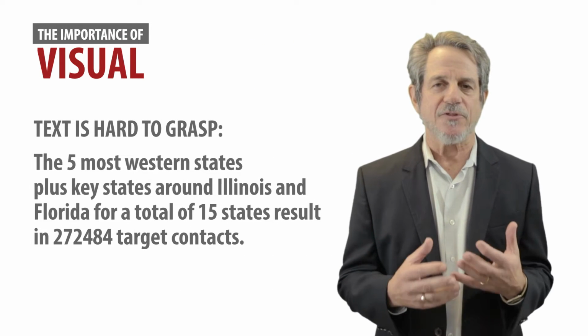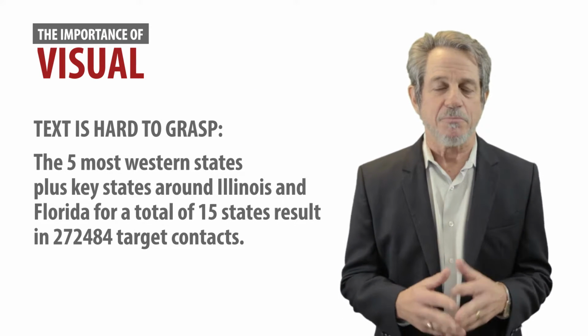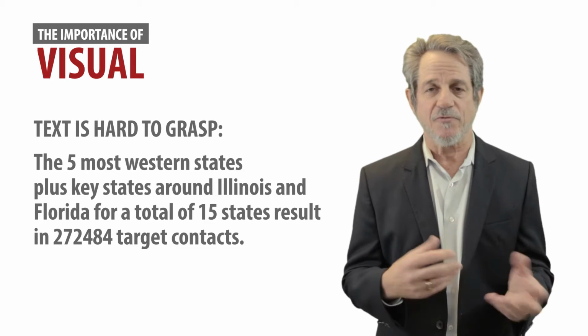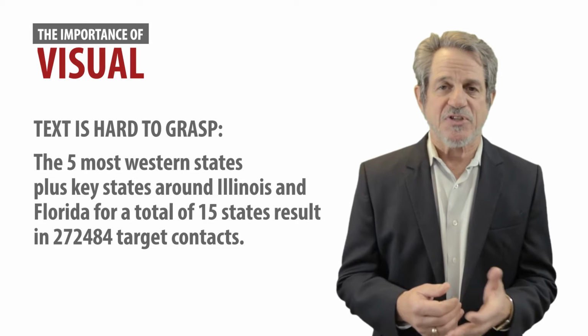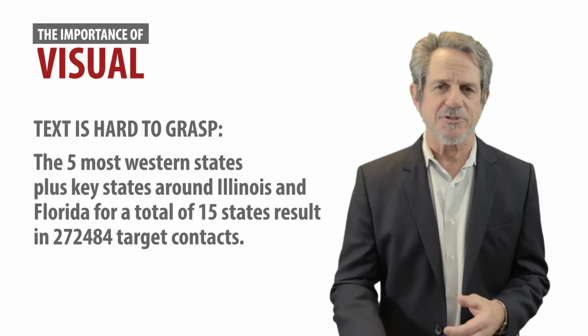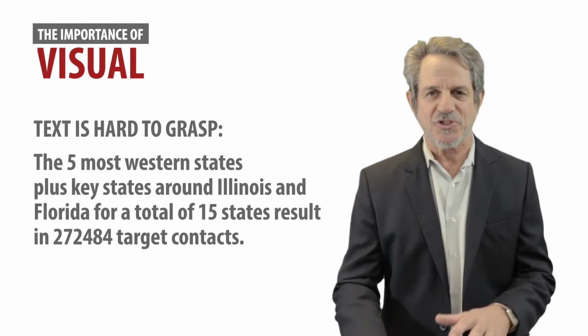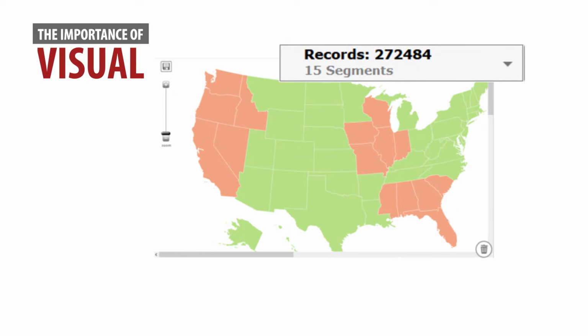Let's say that you want to get the 5 most western states, plus you want to get the states around Illinois and Florida, and find all the contacts that you have. Now, this sentence here tells you exactly what that is. It's kind of hard to read, understand exactly what you're talking about. What if I showed you a map? You can see exactly which states I'm talking about. It quickly identifies for you the number of contacts in those 5 states. This is visual.